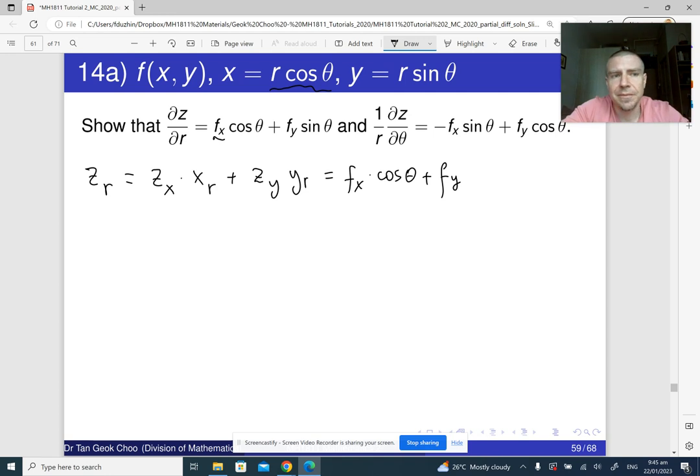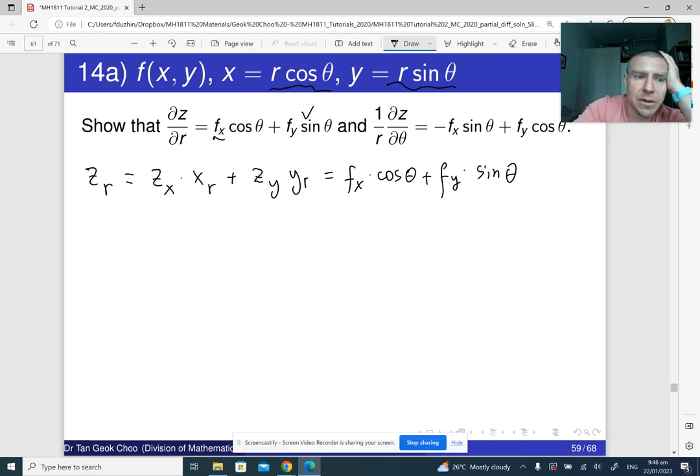Well, z is actually the same thing. I don't even know why they introduced this f instead of just writing z, but that's the question. Times the derivative of y with respect to r, and this is my y, so it's just sine theta, right? Okay, so check. The first one is done.